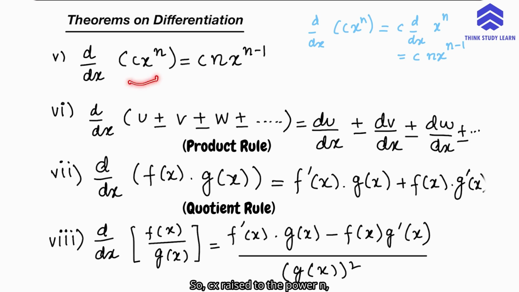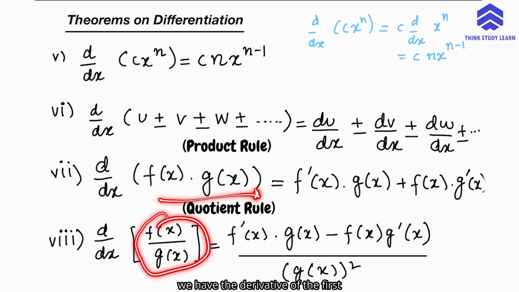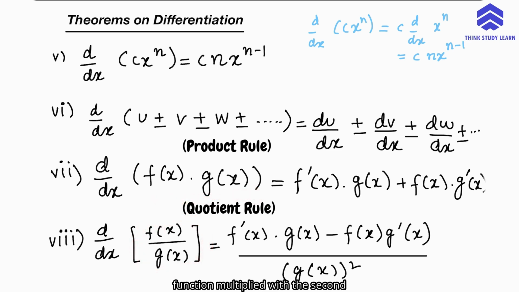So, c x raised to power n: the constant comes outside, the power comes before x, and 1 is subtracted from the power. In this case, the derivative is taken on each of the variables individually. We have the product rule, that is the derivative of the first function multiplied by the second function plus the derivative of the second function multiplied by the first function. In the case of a ratio, we have the derivative of the first function multiplied with the second function minus the derivative of the second function multiplied by the first function. In the denominator, we have the square of whatever is in the denominator of the question.